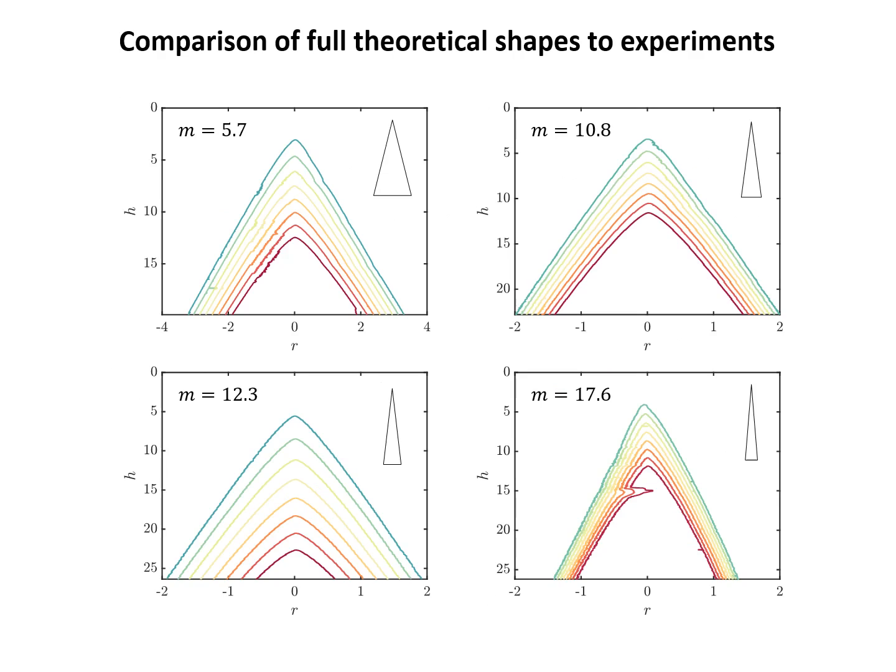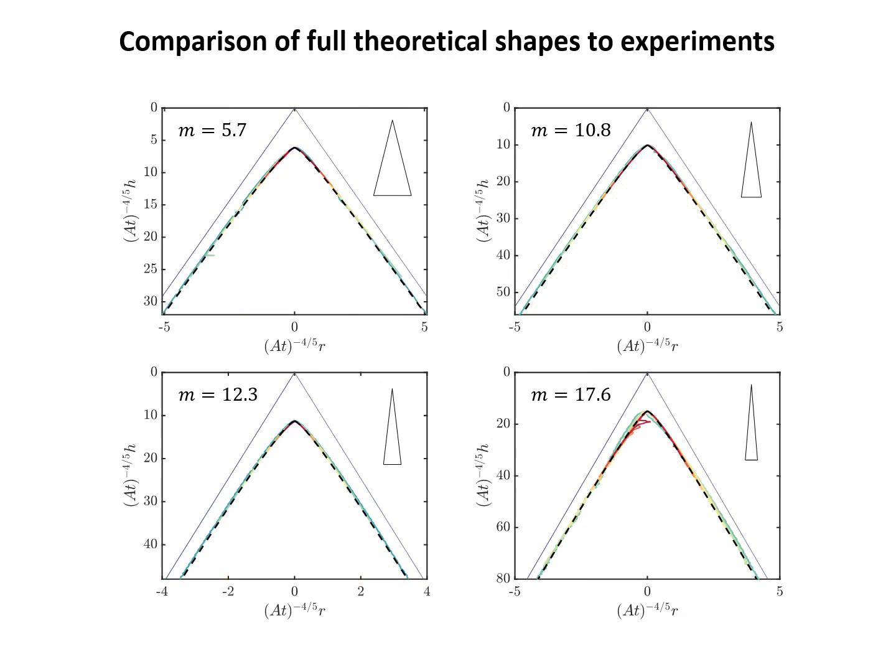We can also look at the full theoretical prediction of the shape and compare this to experiments. So here we can see when we rescale the horizontal and vertical axes, there's an excellent collapse. The blue line is the initial condition of the shape, the black dashed line is the prediction from the theory, and the theoretical shape matches well to the experimental shape.